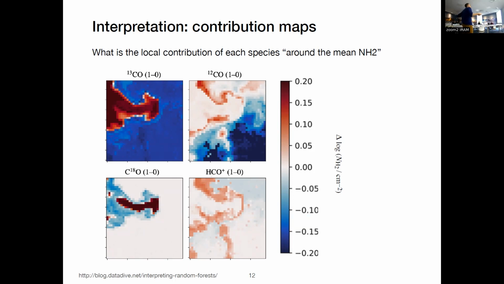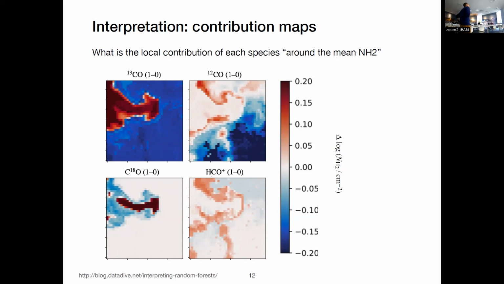And you can construct a contribution map saying that, for example, for pixels around here, there's a very strong positive value of 13CO that adds to the column density, or to the mean column density. And from that, we find that it's compatible with what we know of the chemistry and physics of the interstellar medium.